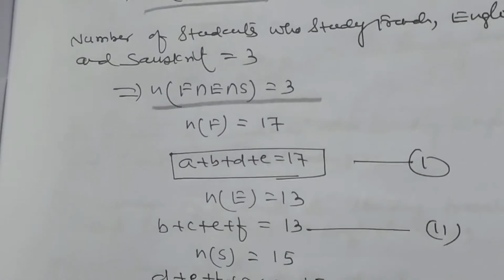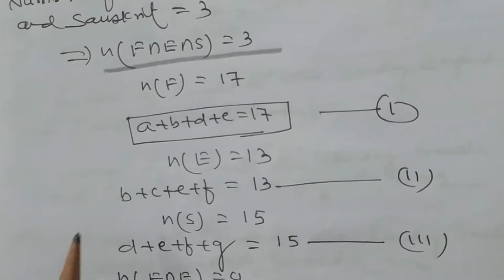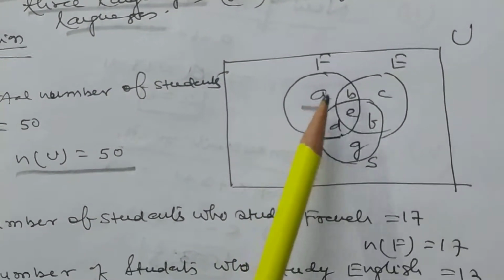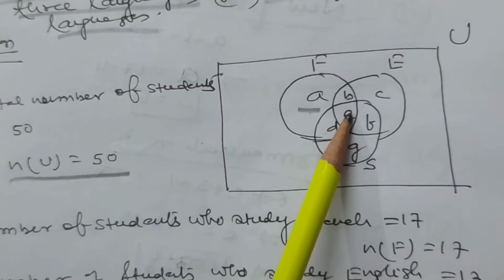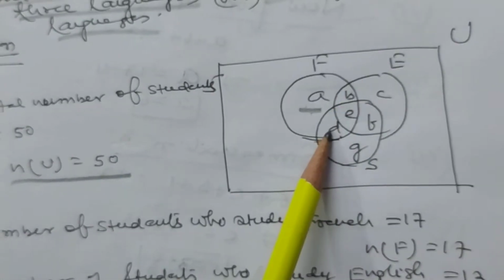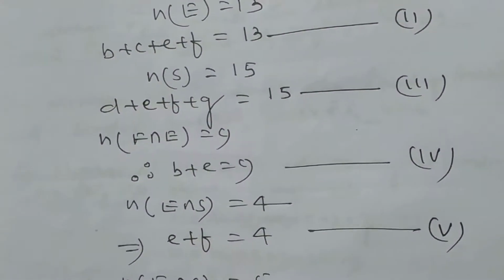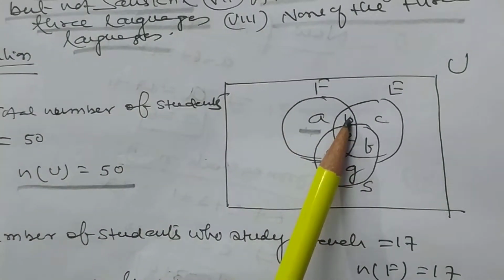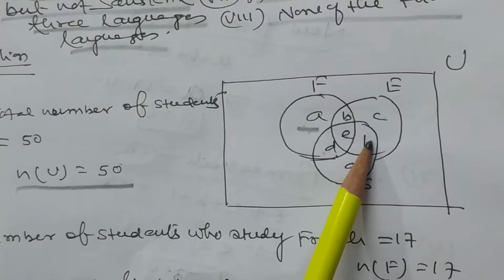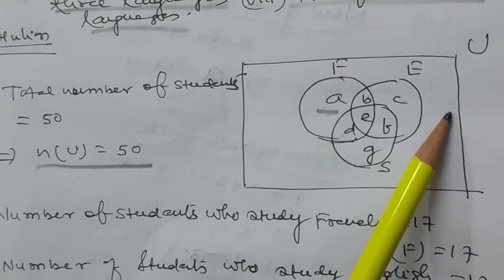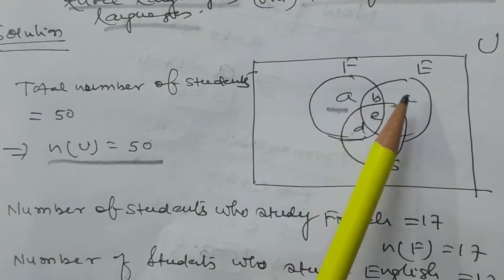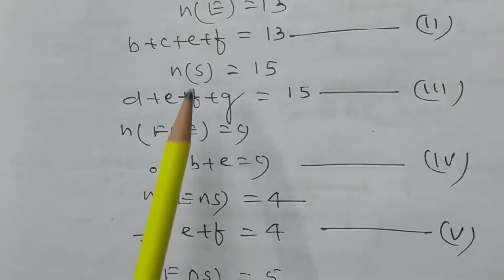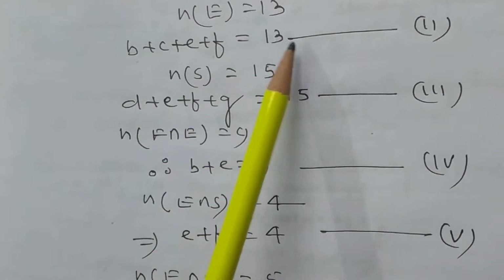Now my dear students, the cardinal number of F is equal to 17. What does it mean? It means A plus B plus D plus E is equal to 17. Similarly, the cardinal number of E is equal to 13, so B plus C plus E plus F is equal to 13.